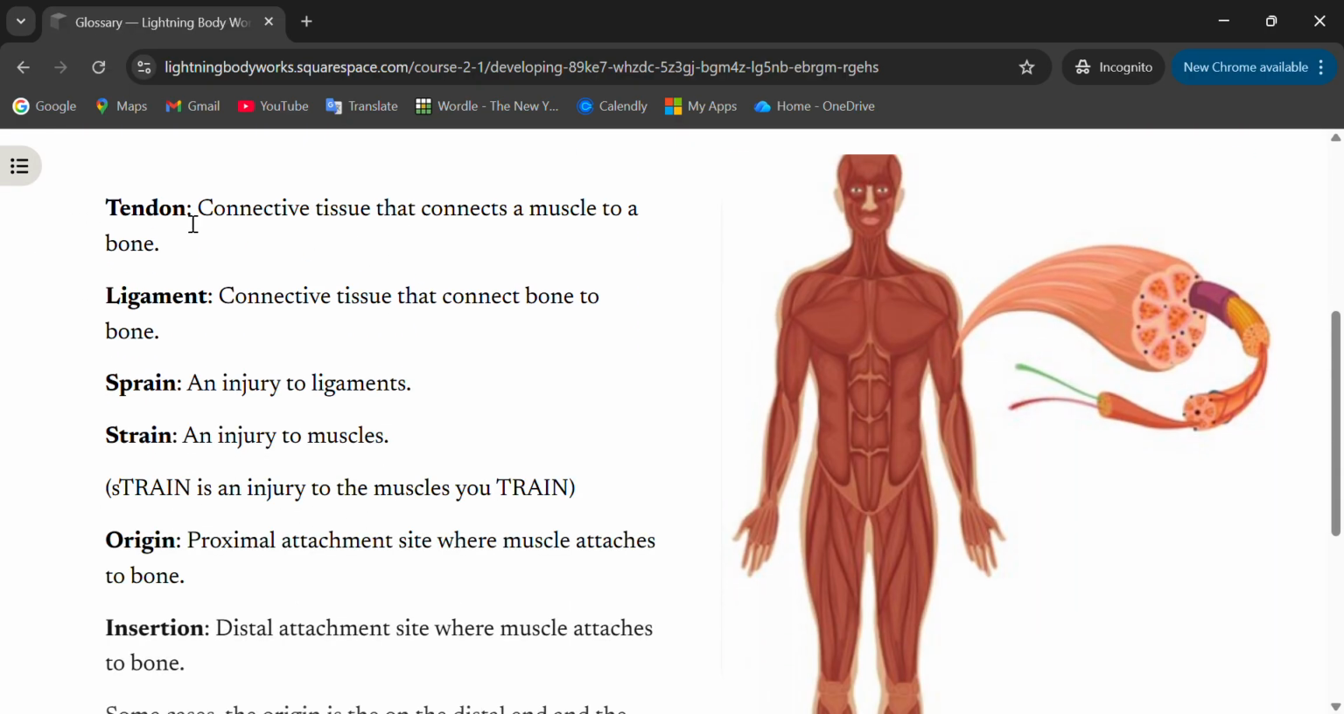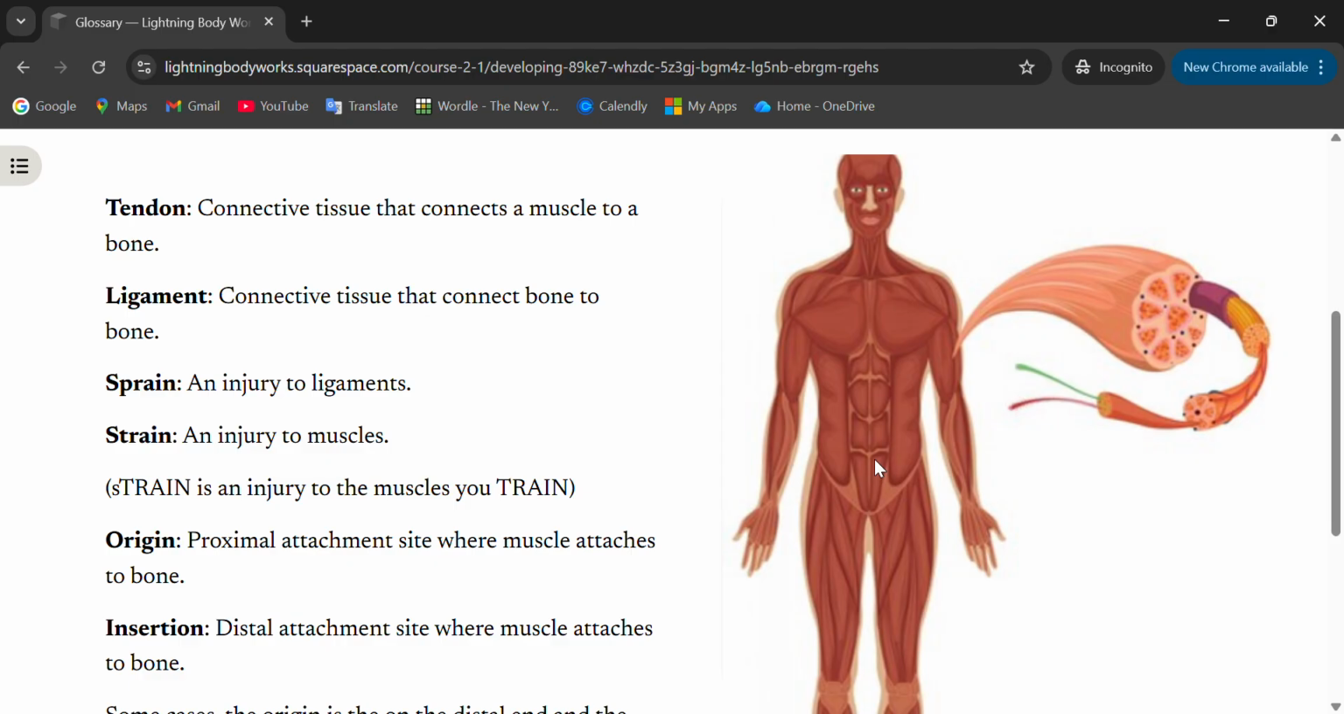So our muscles. A tendon is connective tissue that connects a muscle to a bone. Tendons, muscle to bone. Ligament is bone to bone. A sprain is ligaments. A strain is muscle.